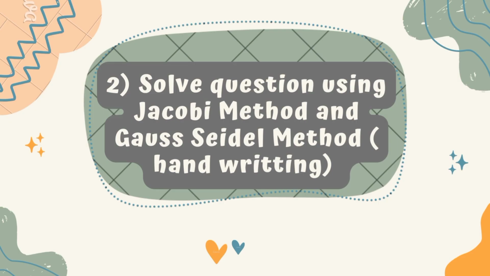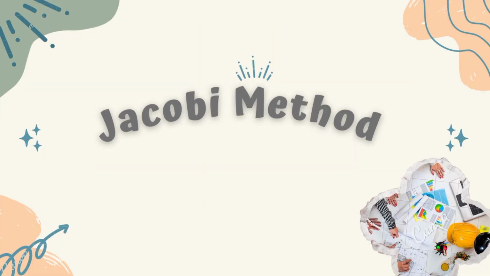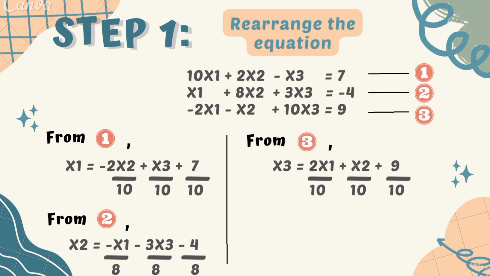Then we move to the next section, which is solve question using Jacobi method and Gauss-Seidel method by handwriting. Using Jacobi method. First step, we have to rearrange the equation. From the equation 1, we have to get the x1. From the equation 2, we have to get the x2, and same here for the equation 3, we have to get the x3.